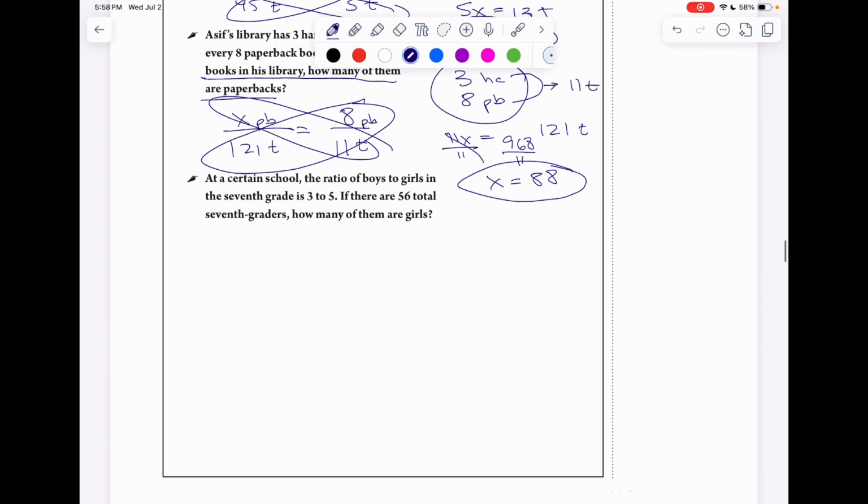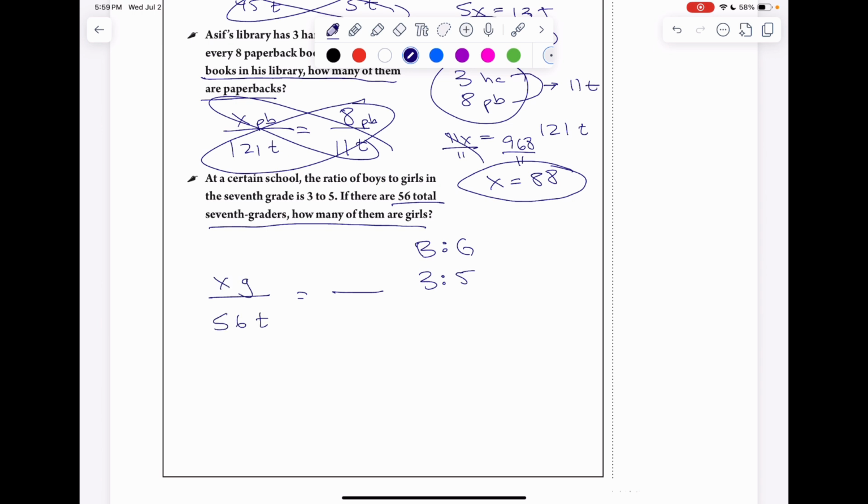At a certain school, the ratio of boys to girls in 7th grade is 3 to 5. If there's a total of 56 7th graders, how many of them are girls? Let's set up what we want first. How many girls out of 56 total 7th graders?